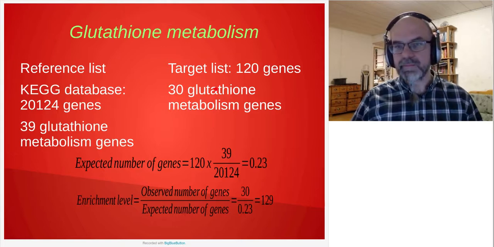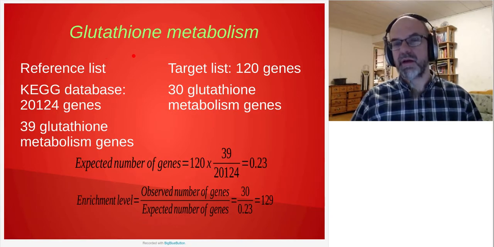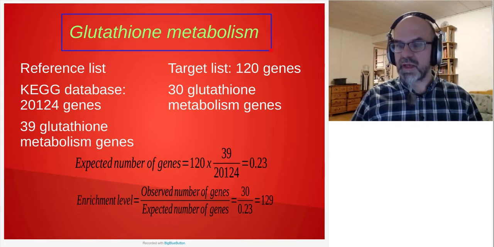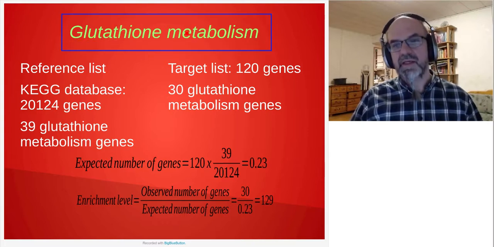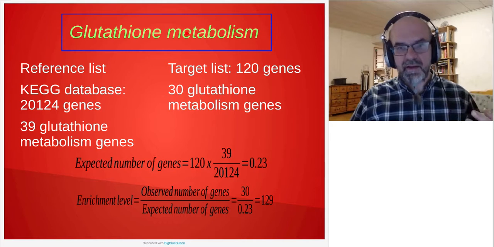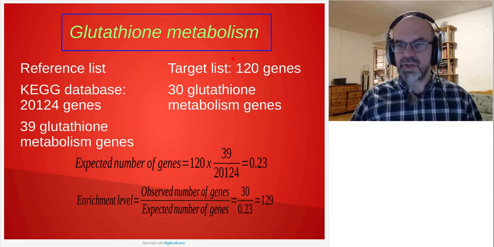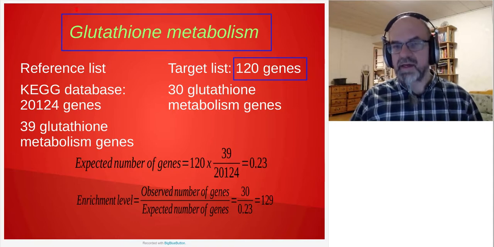Okay, so let's have a look at an example. I'm interested in the annotation term of glutathione metabolism. I have a list of genes from an experiment which contains 120 genes, and I'm testing the idea of whether they are associated with this glutathione metabolism annotation term.